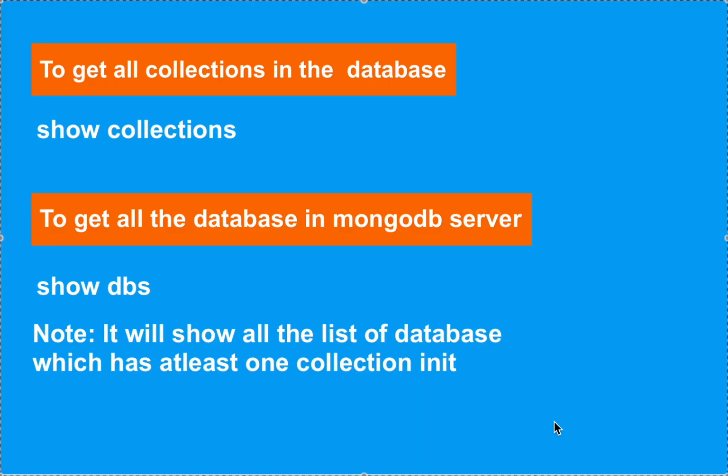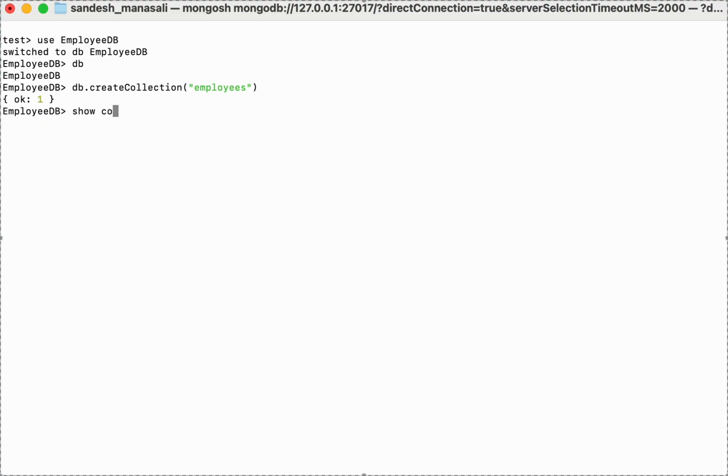To get all the collections that are present in the employeeDB, we have to run the show collections command. Just run show collections and press enter. It will show all the collections which are present in the employeeDB.